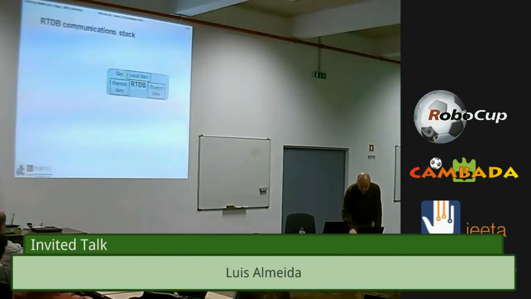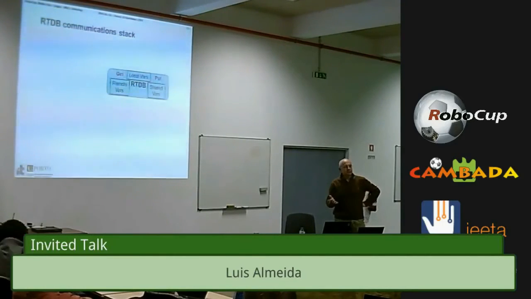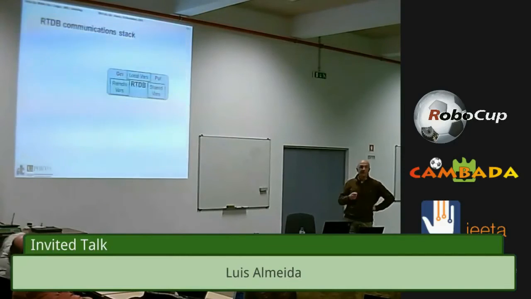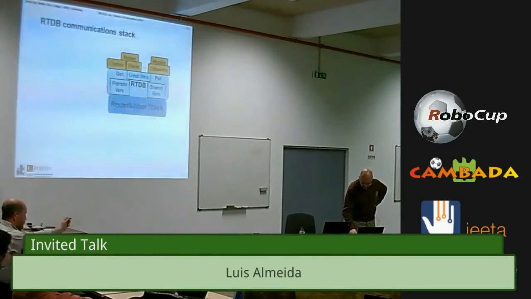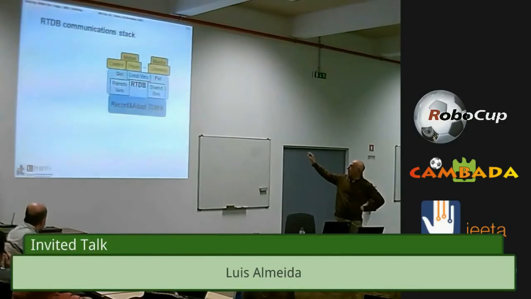So I have two very simple functions to access the data. It's just get and put. Put allows me to write in the shared variables. Get allows me to get data from the remote variables. And then on top of this, I have all the applications, right? Then this goes on top of this reconfigurable and adaptive TDMA protocol, but it could go on top of other protocols.